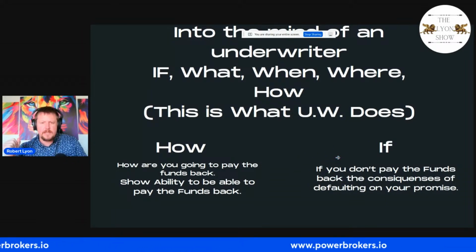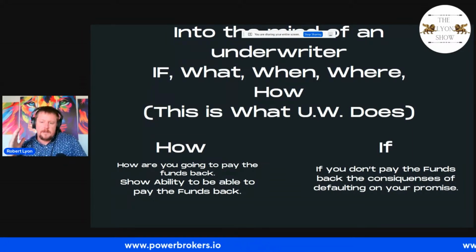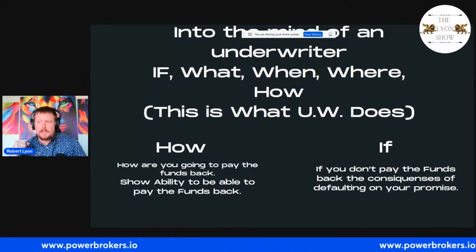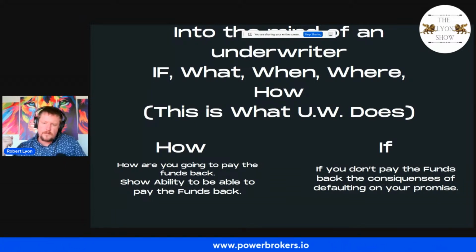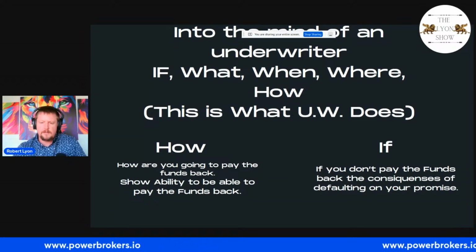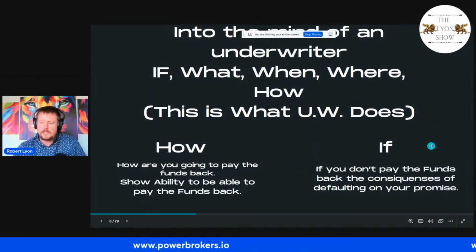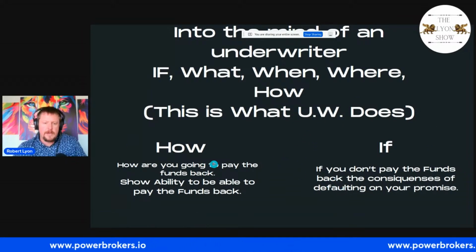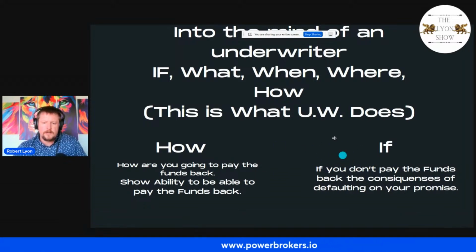If it's an asset-based loan, they're going to take the house back, or they're going to take the car back, right? That's how they're going to get paid if you default. If it's not, they're going to have to go after your credit, if you don't have any skin in the game, and so on and so forth. So the consequences if you don't pay it back, and if you default on your promises. So this is what the underwriter is always thinking. How are you going to pay it back? And if you don't pay it back, what's going to happen? How are we going to recoup our money, right?